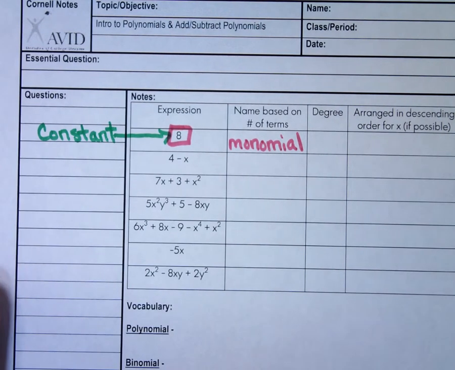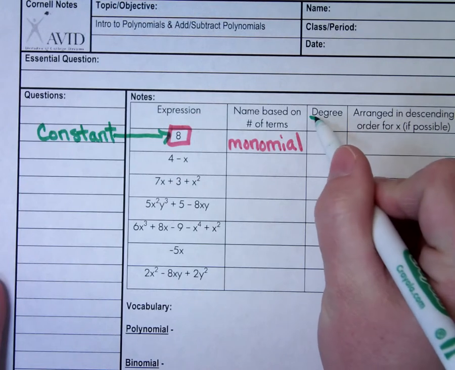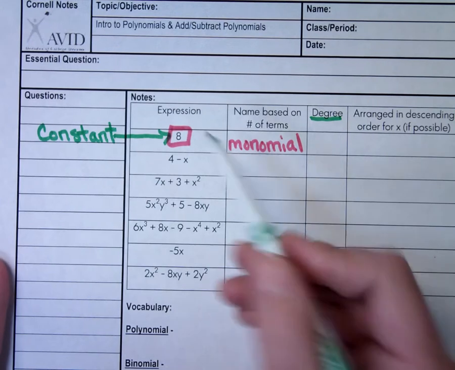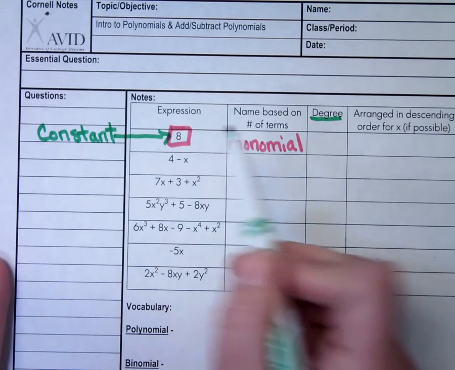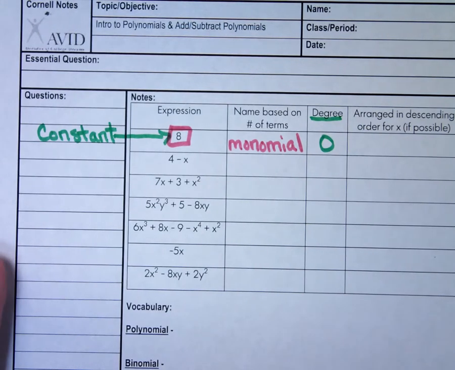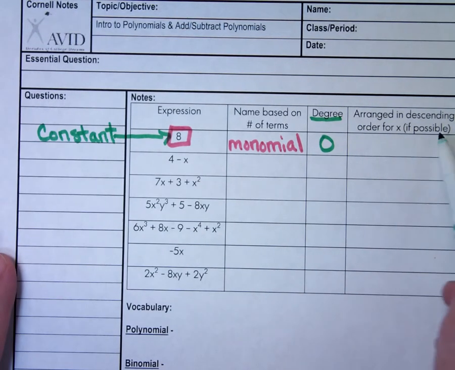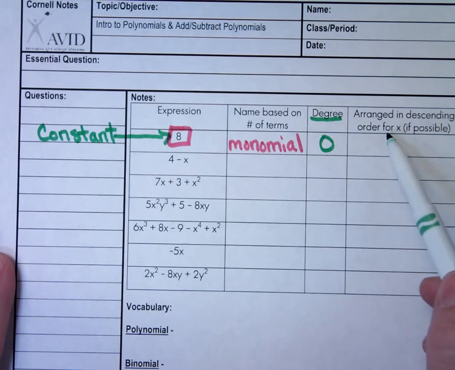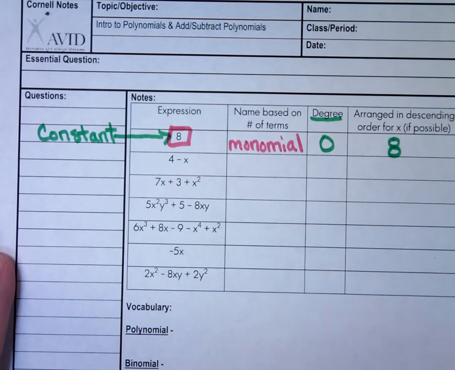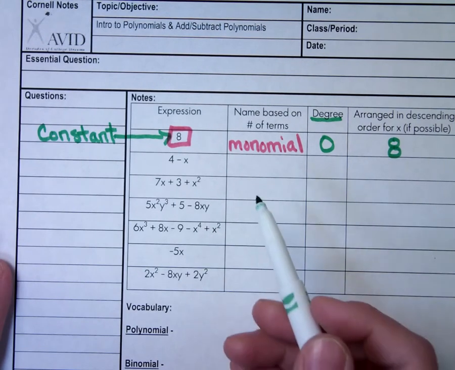Degree is the exponent that the variable is raised to, the highest exponent that the variable is raised to. Since I have no variable in this at all, then the degree is 0. And then this is something I've talked about briefly, but we haven't really done it too much. It says arranged in descending order for x if possible. Well, there's only one thing to write, so there's no descending order, but I'll show you what I mean in the next problem.